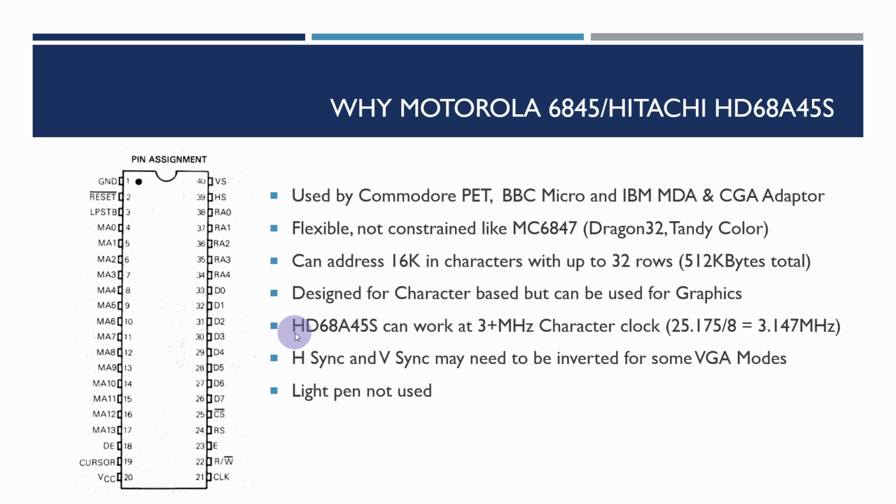Now, because we're using the Hitachi device, this can actually work at faster frequencies. The original device wasn't able to work at the 3 MHz plus character clock frequencies we need for VGA, whereas this one can. The horizontal sync and vertical sync signals, HS and VS, which this generates sometimes have to be inverted for certain video modes. We won't worry about the light pen. Again, light pens won't generally work on LCD monitors, only on cathode ray tubes.